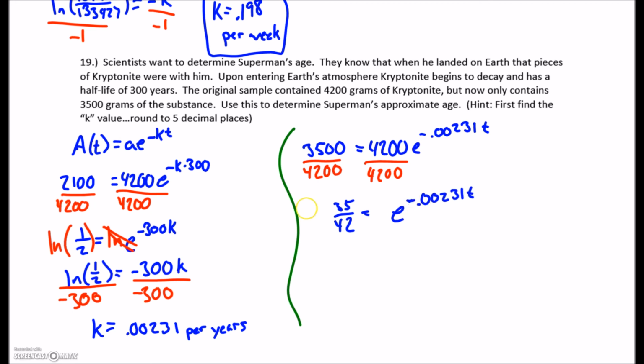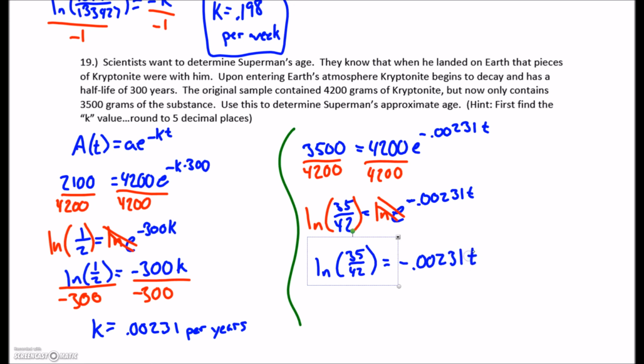Now from here, I just take the natural log of each side. Here, the natural log and e cancel each other out, so I'm left with the natural log of 35 over 42. Again, if you had simplified that to 5/6, that's fine as well. Over here you get negative 0.00231t. There's no logarithm left, so I just divide each side in order to solve this thing. Now it's just a job for my calculator, so I plug it in one more time. I get 78.9 years.